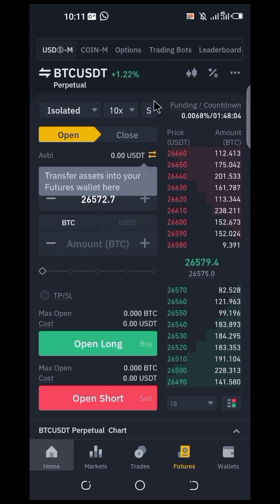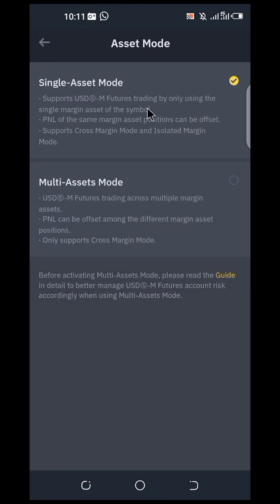So the next thing we have here is the asset mode. This is where you select the type of asset mode you want to use. So we have two types of asset mode. We have the single asset mode and we have the multi-asset mode. Okay, so the single asset mode allows you to trade pairs of any of the two stable coins you have in your wallet on Binance. We have the BUSD and we have the USDT as the two stable coins on Binance.